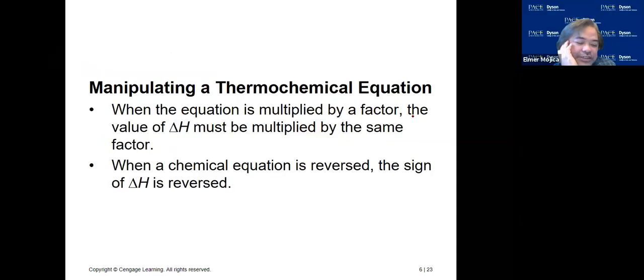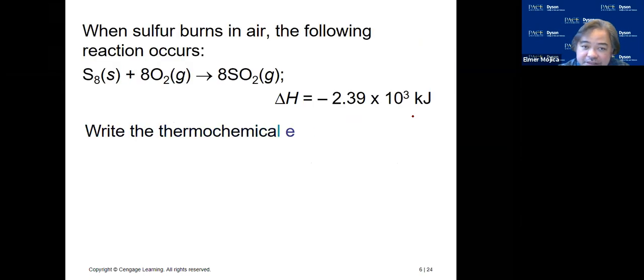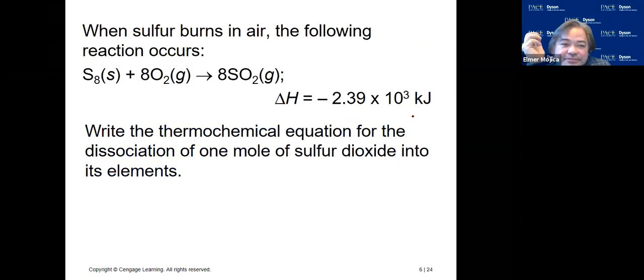Let's see what this manipulation of thermochemical equation means, although I already discussed this to you last time. When the equation is multiplied by a factor, the value of your delta H must also be multiplied by the same factor. And when the chemical equation is reversed, the sign of delta H is also going to be reversed. So what does it mean? We have the thermochemical equation of sulfur burning to produce sulfur dioxide. Now, what if the question is this one? Write the thermochemical equation for the dissociation of 1 mole of sulfur dioxide into its elements.